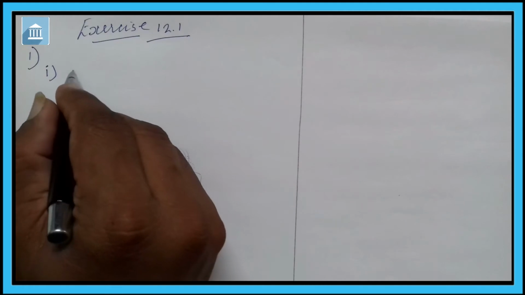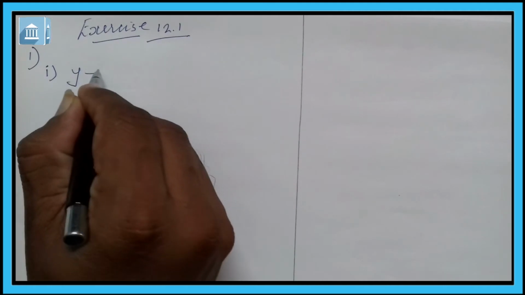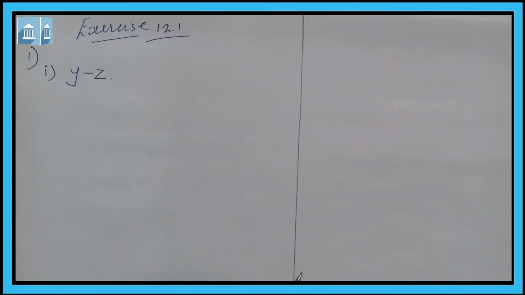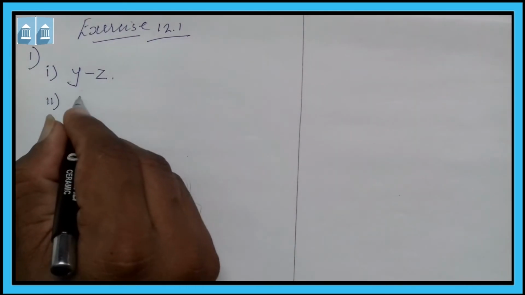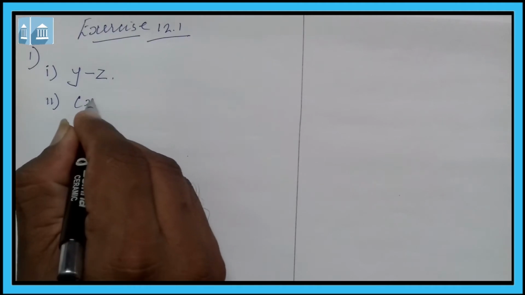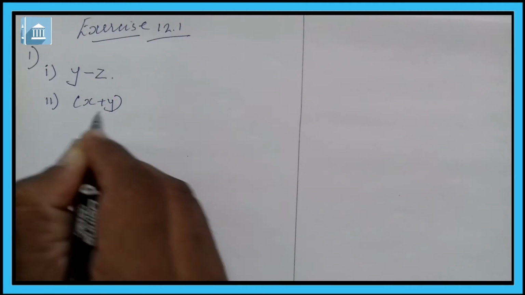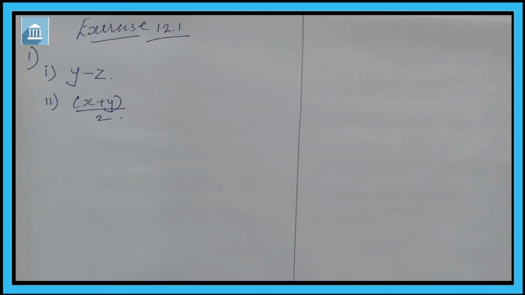Subtraction of z from y means y minus z. The second one is 1/2 of the sum of number x and y. 1/2 of the sum of number x and y means first we have to write x plus y, that is the sum, then 1/2 means by 2, that is the 1/2 of sum of x and y.